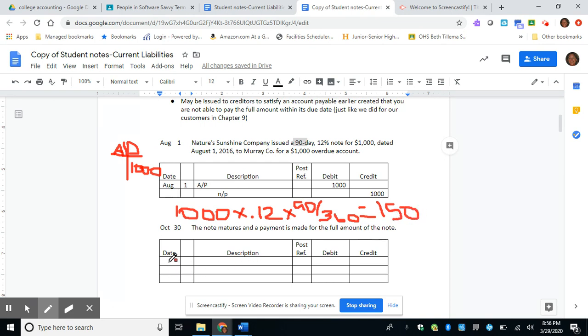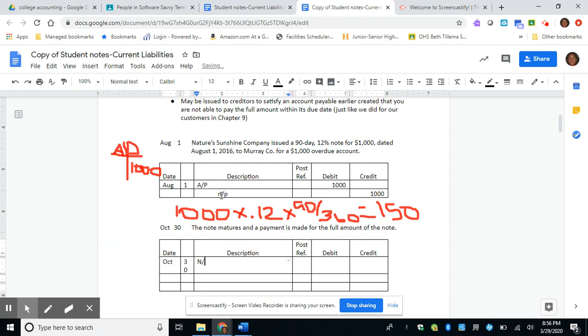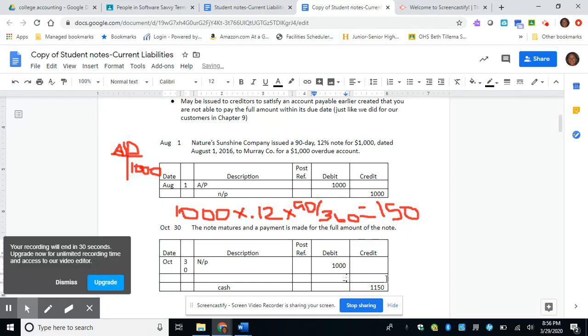So we are going to take this and now pay our money. So the first thing we have to do is cancel out this notes payable. So on October 30th, we are going to get rid of our notes payable with a debit. So that cancels out $1,000. But we know we are going to pay it off with cash. The cash is going to be more than $1,000 because of this interest. So the cash is going to be the total of the note payable plus the interest, which is $1,150. Debits don't equal credits, and we know we have to add $150 to the debit side.